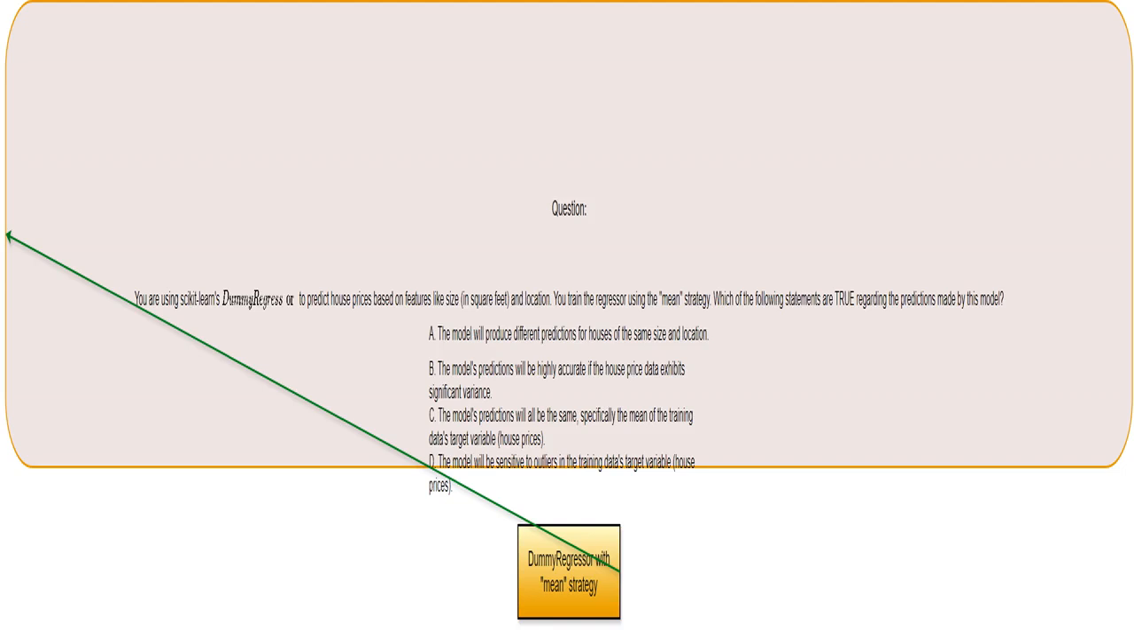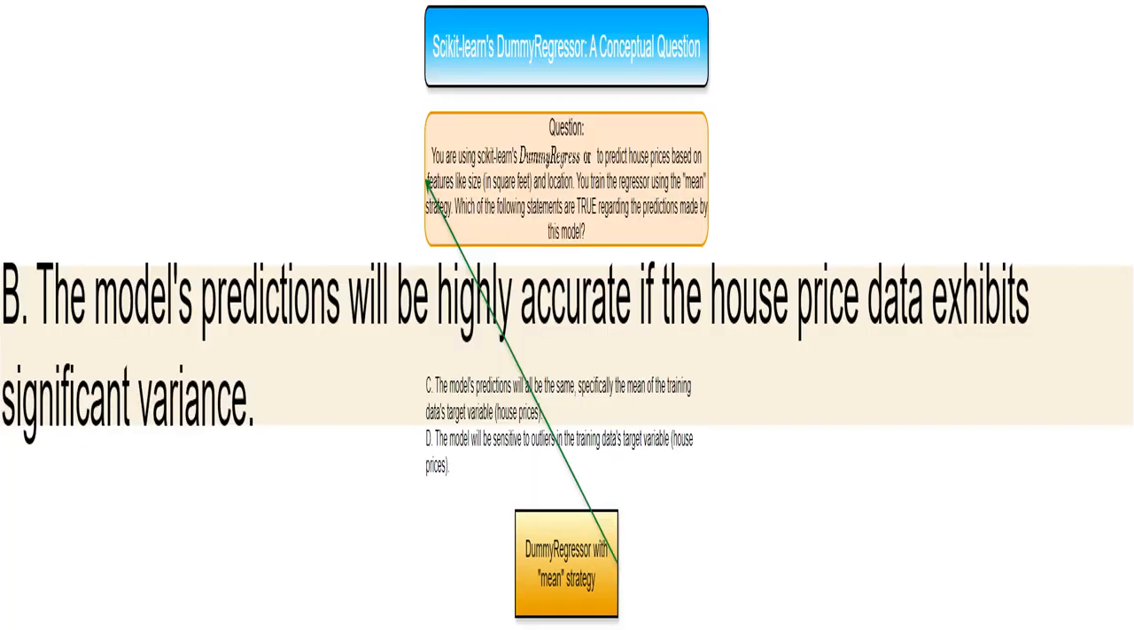Here we will discuss whether the model makes varying predictions for identical houses. It does not. The beauty, or drawback, of the mean strategy is that you get the same prediction every time. This hits the nail on the head. That's exactly what the mean strategy does. It's all about that average house price. Every prediction will be identical, all equal to the average price from the training set.